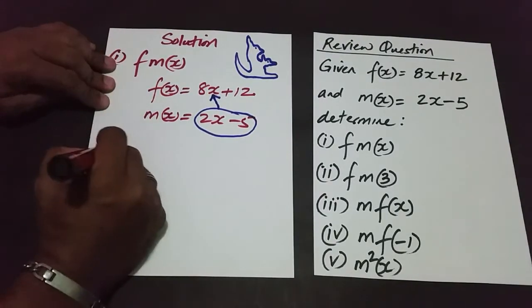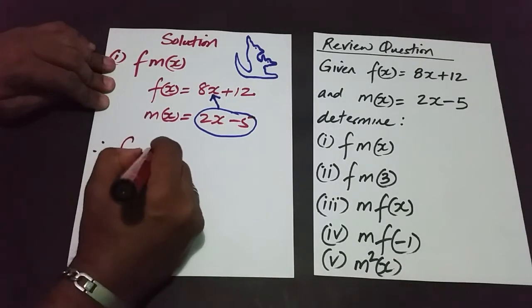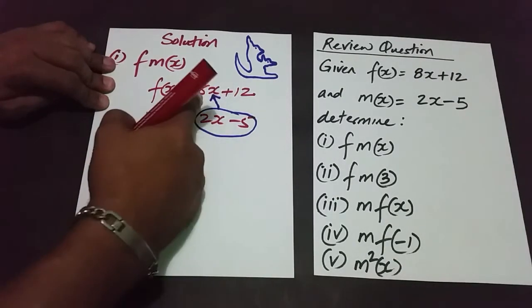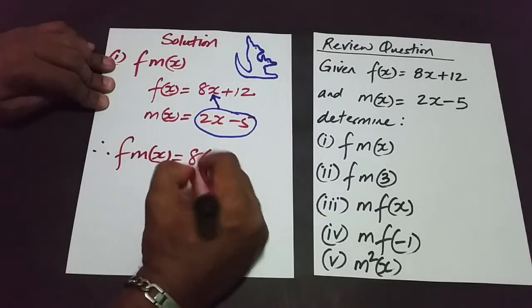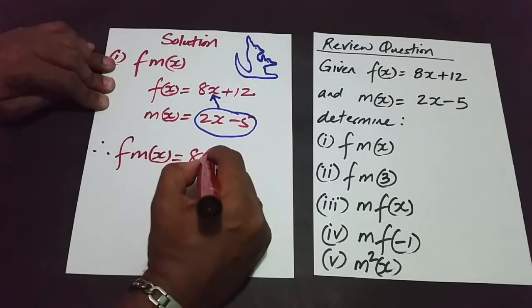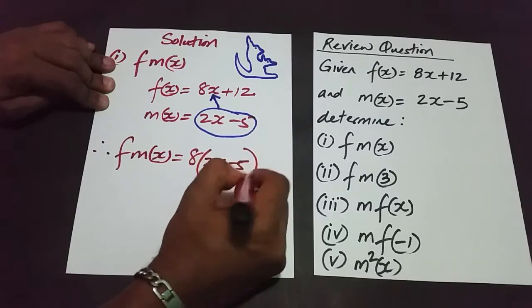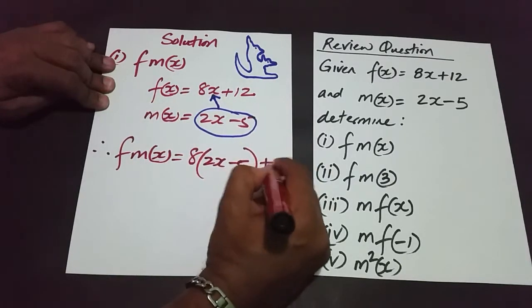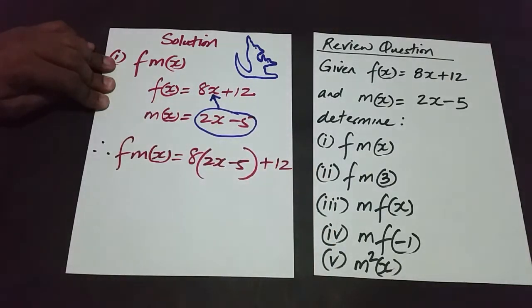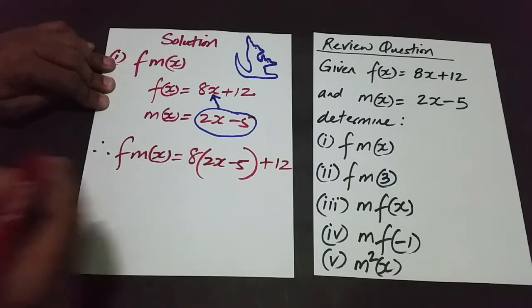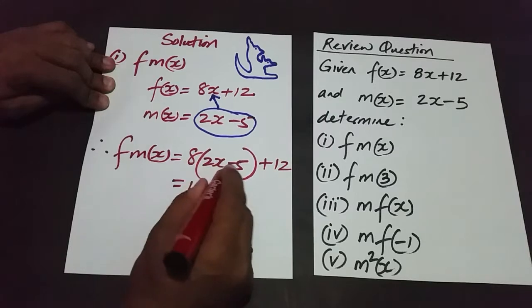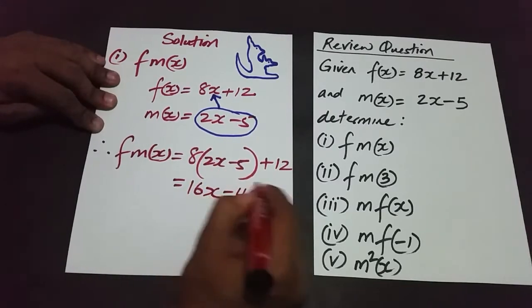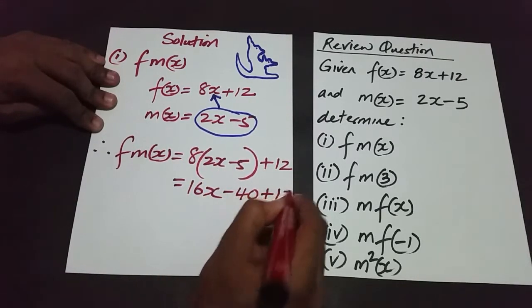So therefore, f of m of x is going to be equal to 8, but instead of writing x, we're going to write whatever this is. So we're replacing this x with this function, 2x minus 5, and then we're going to put back plus 12. As simple as that. Afterwards, it's basic expansion. So 8 times 2x is 16x. 8 times negative 5 is negative 40. And we're going to put back the 12 there.